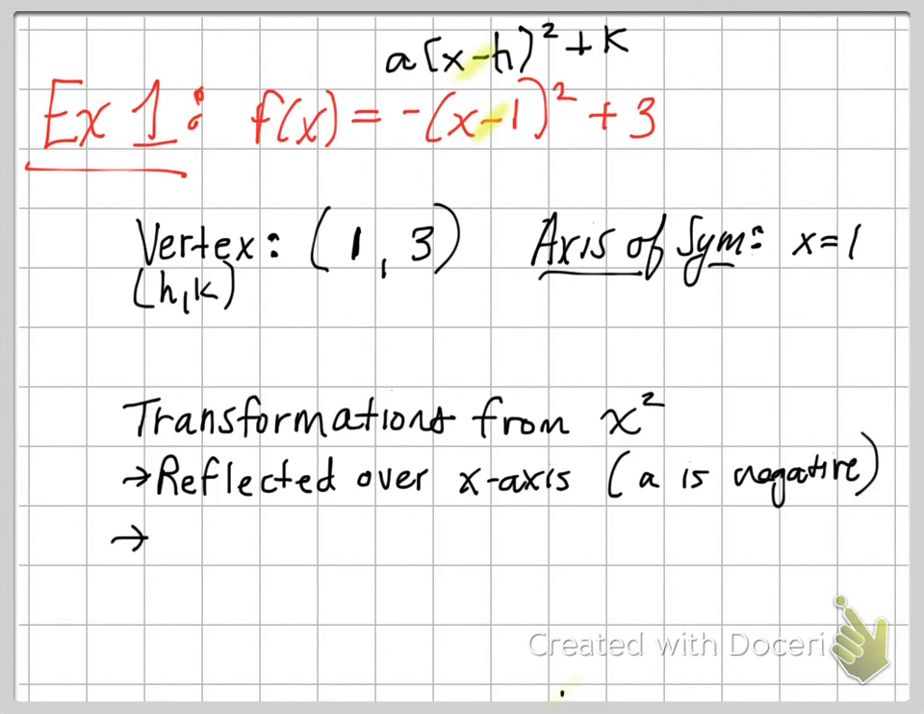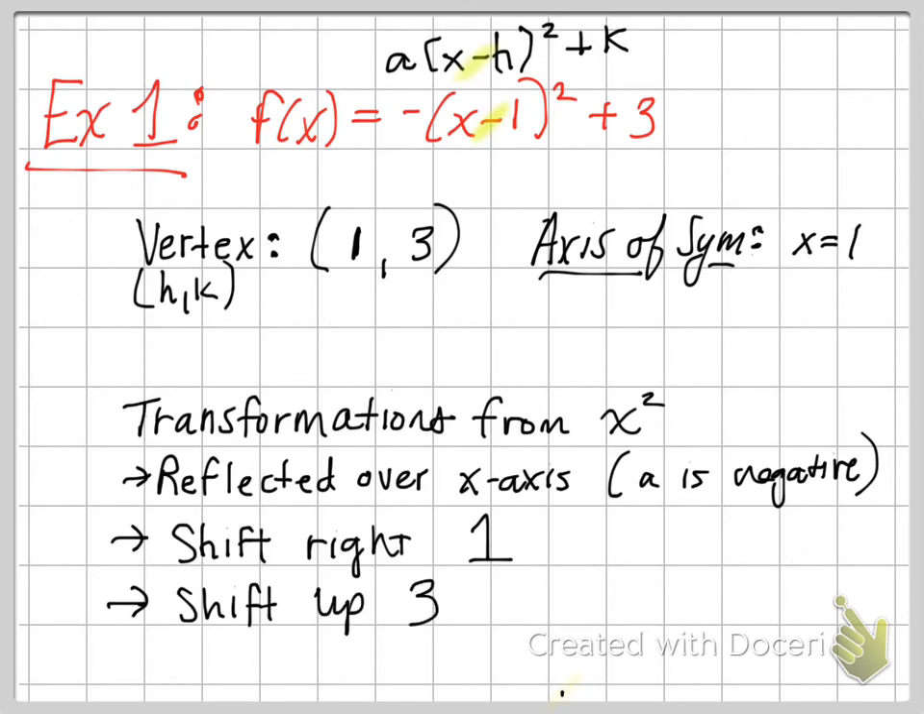The vertex is telling us how we shifted vertically and horizontally, right? So we did a shift to the right of 1. I'll just write the number 1. And we also shifted up by 3. Right, so it's the opposite sign for the 1, so it's just going to the right, and then plus 3 means a shift up 3.